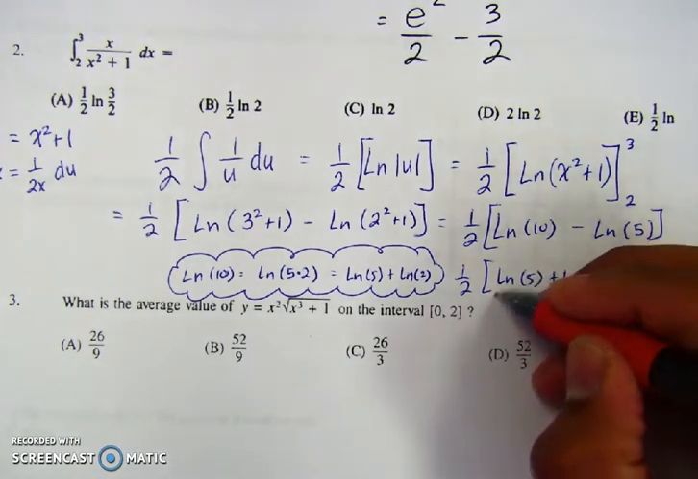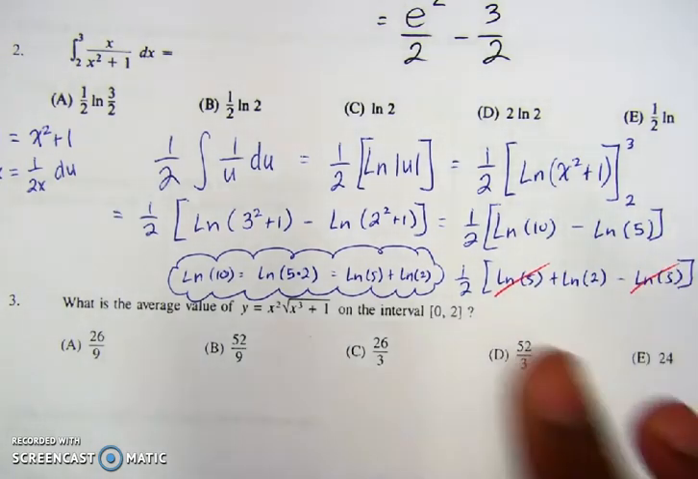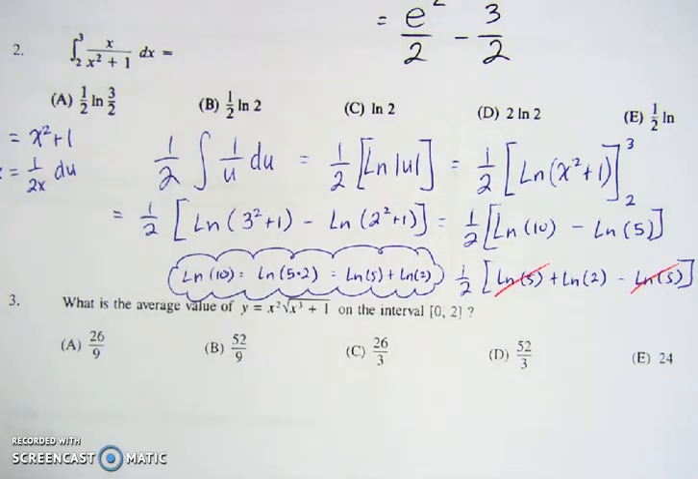So then these cancel out. You're left with 1/2 times the natural log of 2. So your answer here is B for another point.